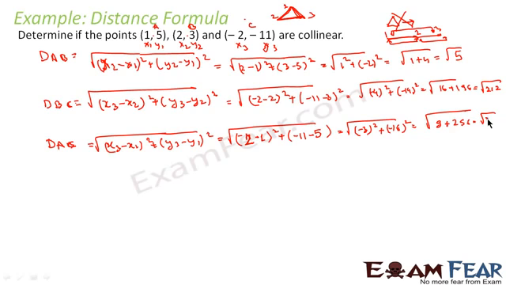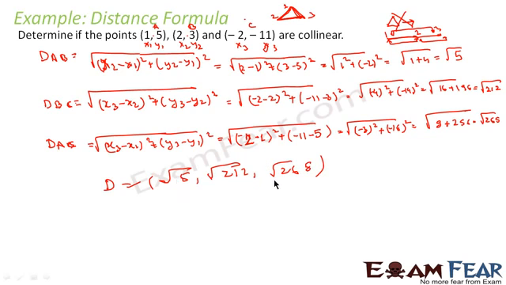and that is root of 265. Now we have three distances. The distances are root 5, root 212 and root 265. By any way, we can't say that the sum of any two is equal to the third. If we take root 5 and root 212, the sum is not root 265.